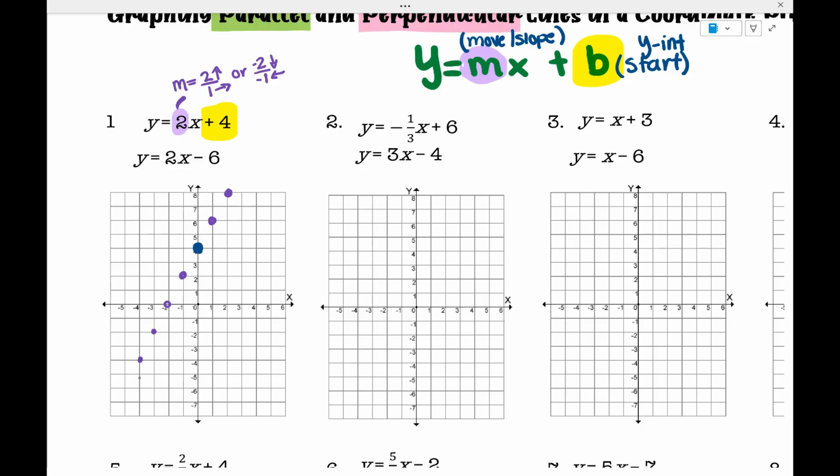Then we'll get as many points as we can. The more points you have, the more accurate your line will be, unless you're using a ruler, then it should be accurate without having to get all the points possible on our coordinate plane shown here. Don't forget the arrows at the end of your line, since a line is continuous.